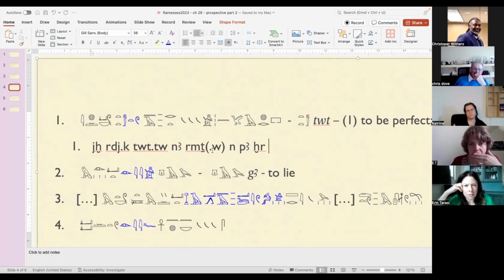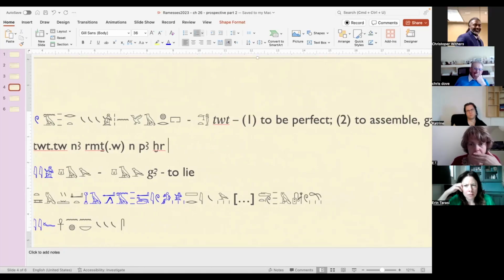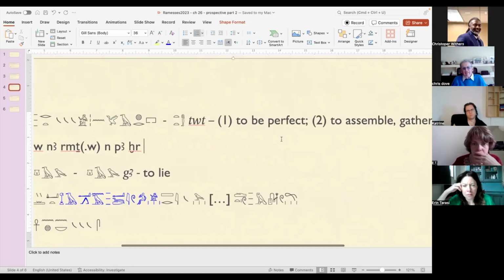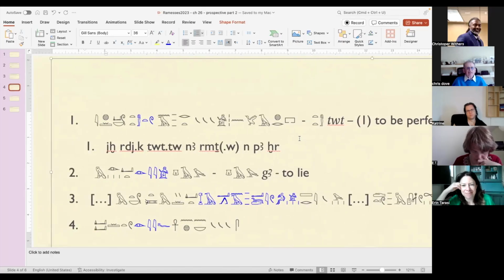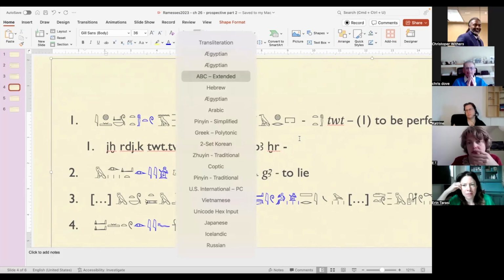Okay. And I should say, tut, I'm sure you're familiar with this one, like to be perfect, but it has another meaning, which is to assemble together. Oh, perfect. Like a form or image. I know in Egyptian it could also mean like a form or an image. As a noun, yes. That's right.